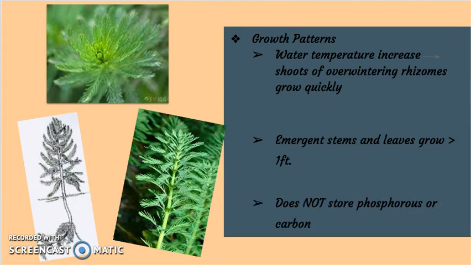As water temperatures increase, the shoots of overwintering rhizomes grow quickly, as these are used for support for the roots and provide emergent growth in summer. The emergent stems and leaves grow to become over 1 foot above the water surface, and these plants do not store phosphorus or carbon in their rhizomes, so they can survive harsh winters.